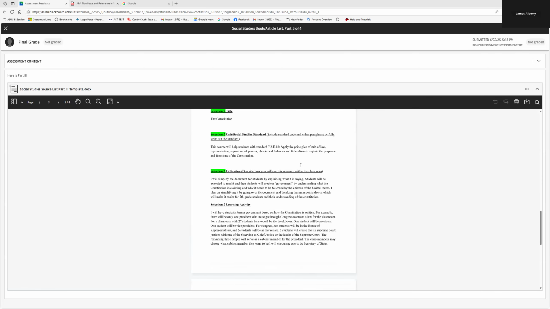Section 2 is the Constitution. I will read the Constitution and make notes for the students so that they can know what to do. This helps with standard 7.2E18: Apply the principle of rule of law, representation, separation of power, checks and balances, and federalism to explain the purposes and functions of the Constitution.